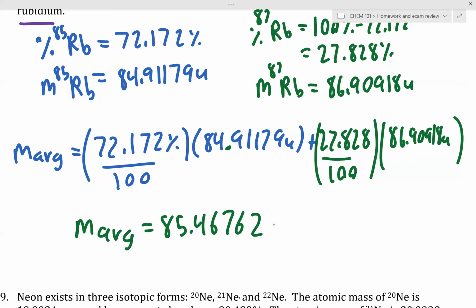And what is the least number of sig figs present in this computation? 5. Yep, 5. So we're going to round our answer to 5 sig figs. So we end up with 85.468 AMU. Does that make sense, Sarah? Okay. Would you like to do another example in isotopic abundance, or is there another topic that you would like us to address? This really is open time.